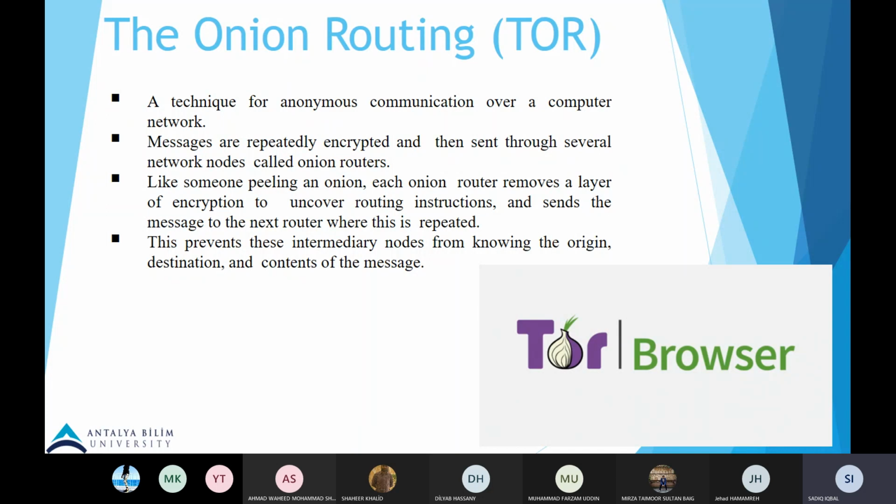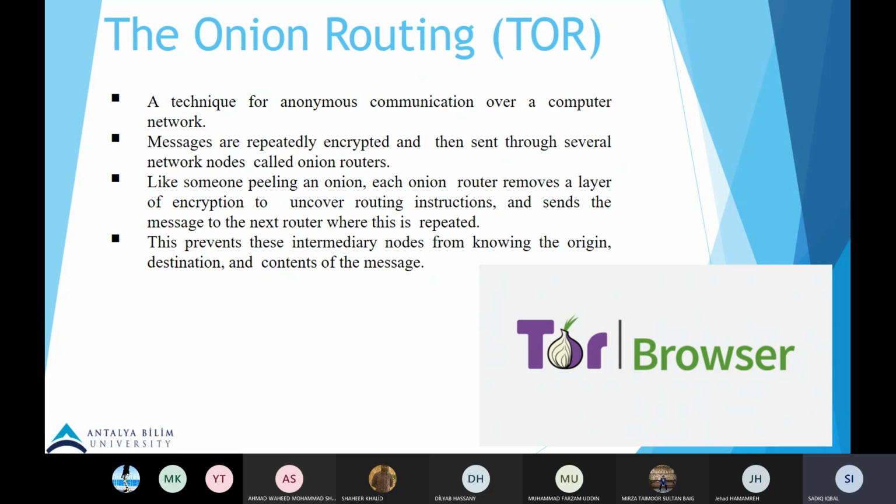Messages are repeatedly encrypted in the routing procedure and then sent to several network nodes called the onion routers. Like someone peeling an onion, each onion router removes a layer of encryption to uncover routing instructions and sends the message to the next router, where this is repeated. So from here, you can see that this is the shape of an onion and there are many layers. So this concept applies to this onion routing procedure as well.